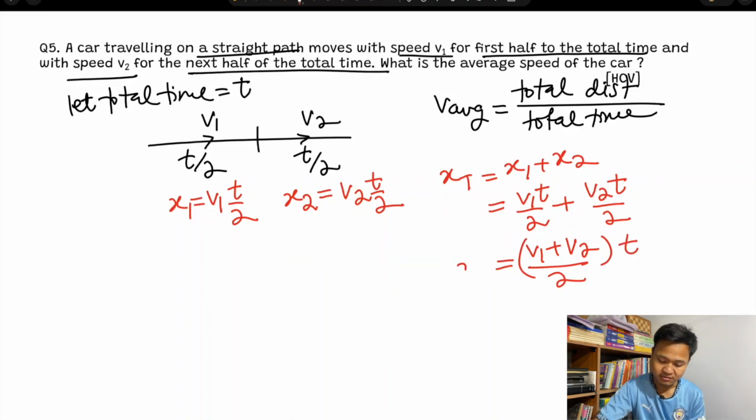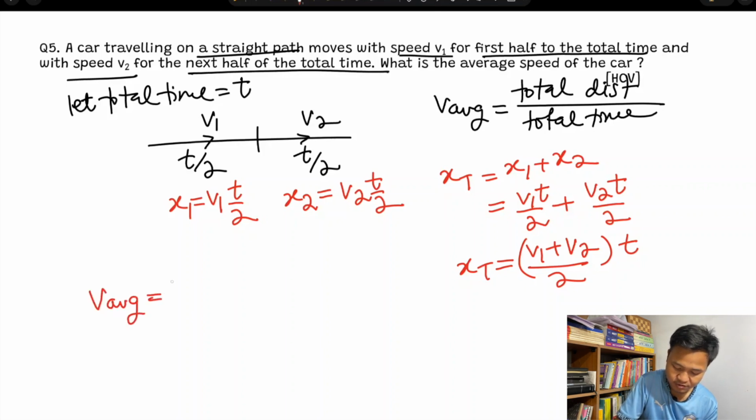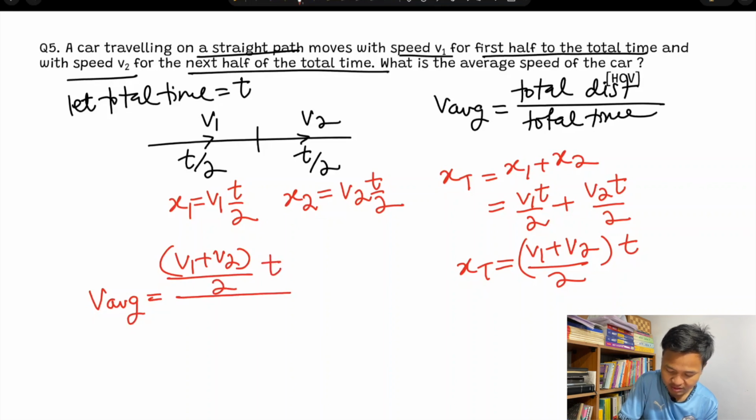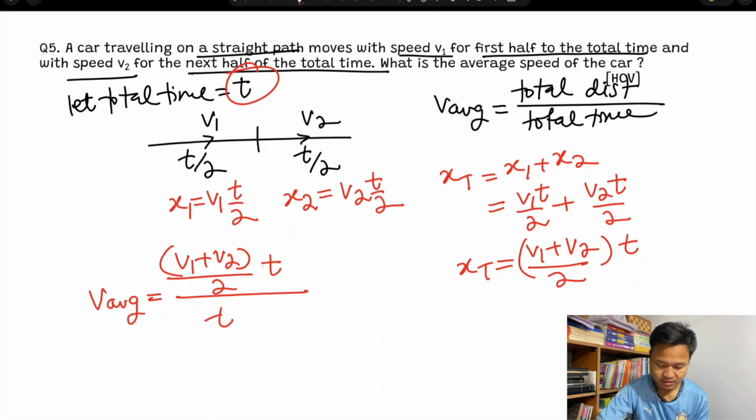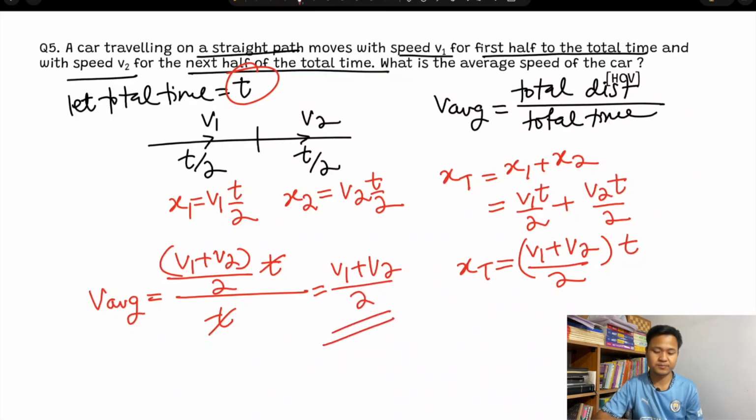Okay, so now you see you have found total distance. Okay, you also know total time, so simply divide them. Okay, so what is average velocity? Total distance, which is nothing but x1 plus x2 or x total, which is v1 plus v2 by 2 into t, divided by total time t. Okay, t. So t gets cancelled out. So how much do you get? v1 plus v2 divided by 2. Okay, so this is your average speed.